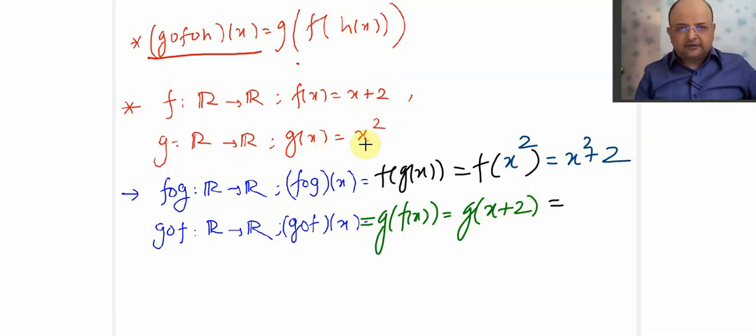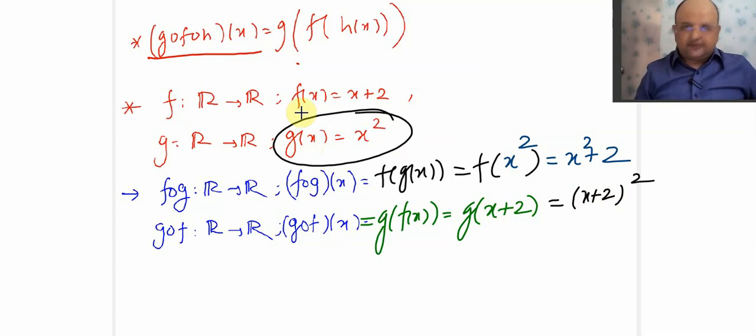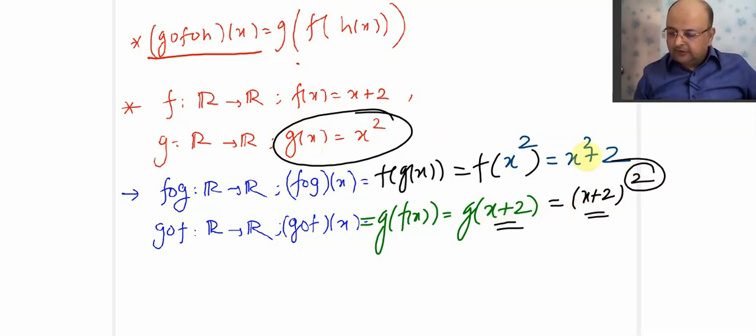What is g of x? Square. What does your g do with x? Squares. So g of x plus 2 is x plus 2 the whole square. Rapid fire round. Chalo. G of x, x square. G of y, y square. G of z, z square. G of something, something square.